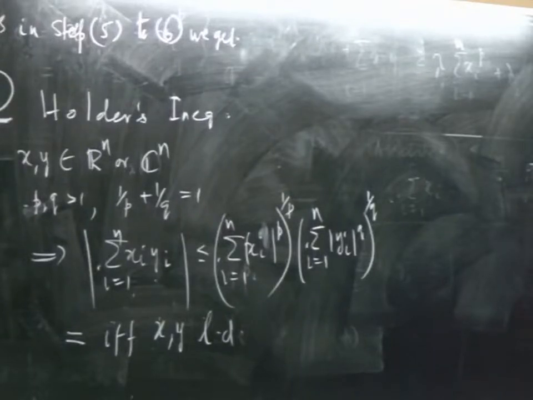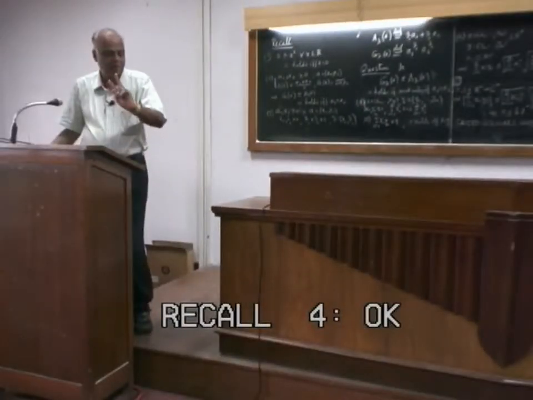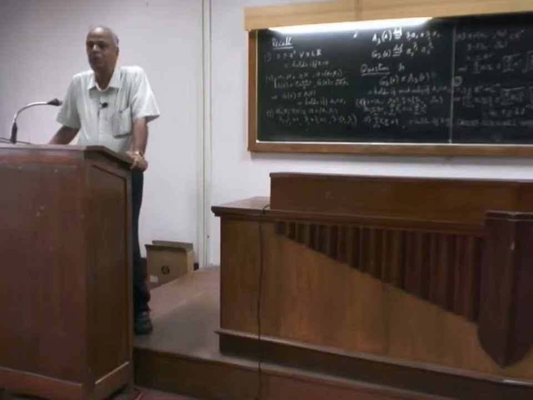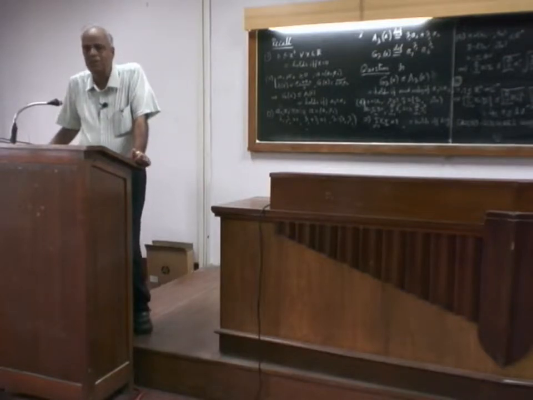So, if you put p equal to q equal to 2, you get the Cauchy-Schwarz inequality. That is lambda 1 equal to lambda 2 equal to half, which is the same thing as saying p equal to q equal to 2 is the case. So, this is only a special case of the Holder's inequality with p equal to q. These are two important inequalities, namely the Cauchy-Schwarz and the Holder's inequality.